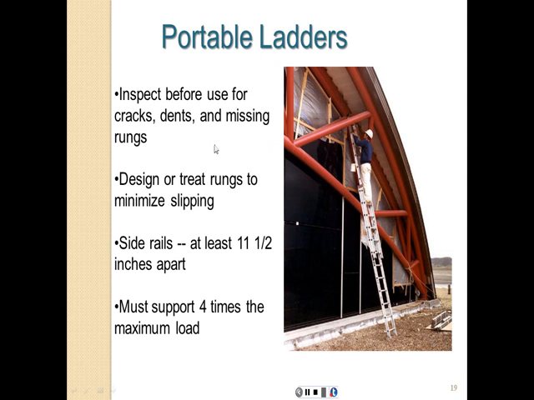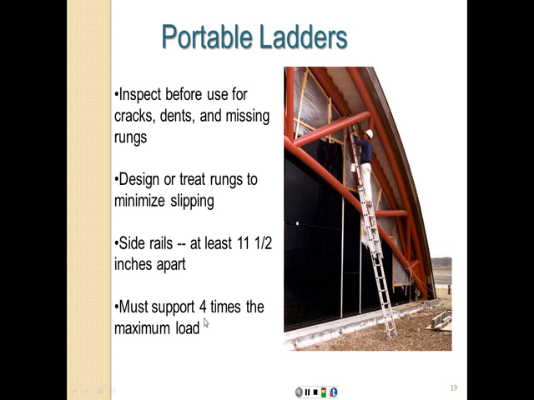For the portable ladders, here it's working on a level surface. It has some legs at the bottom that give more stability. Inspect before use for cracks, dents, and missing rungs. If it has any missing rungs, do not use it. Design or treat rungs to minimize slipping. Most of them come already with a rubbery material that can give better friction and prevent slipping. Side rails of that ladder should be at least 11.5 inches apart. So the width of the ladder is going to be at least 11.5 inches.